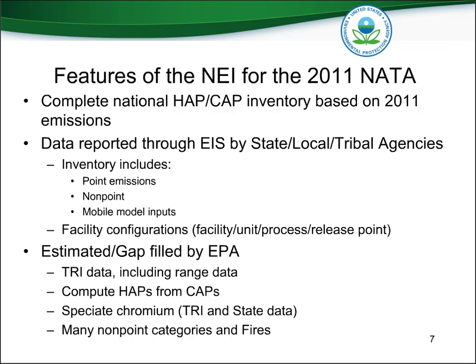We also compute HAPs from CAPs for state-reported criteria pollutants. We apply ratios based on emission factors of HAP to CAP, so we can gap fill that way. Also, we speciate chromium into hexavalent and trivalent. If we get total chromium, we also accept hexavalent and trivalent chromium to be reported into EIS. And then we estimate emissions for numerous non-point categories and fires through the SMARTFIRE model with input submitted by states.